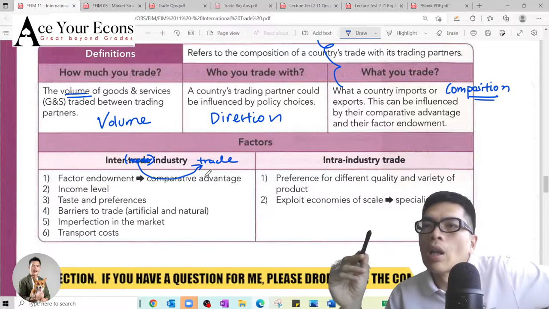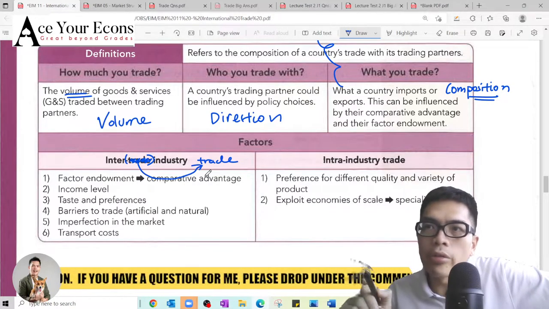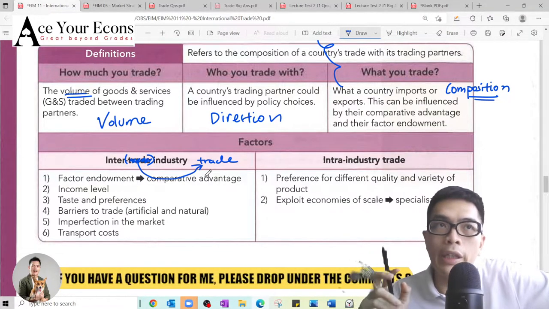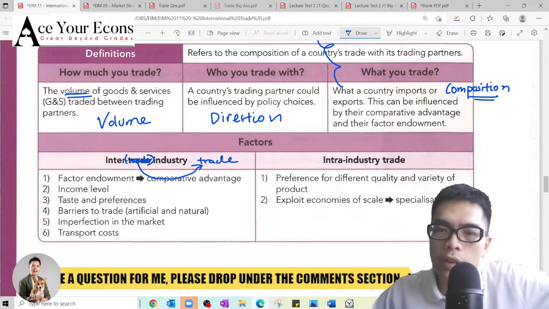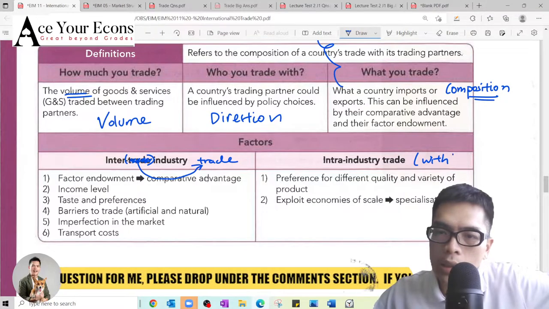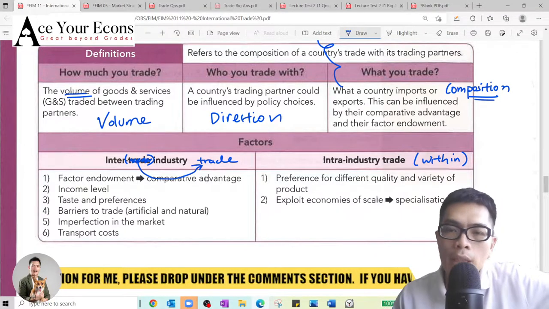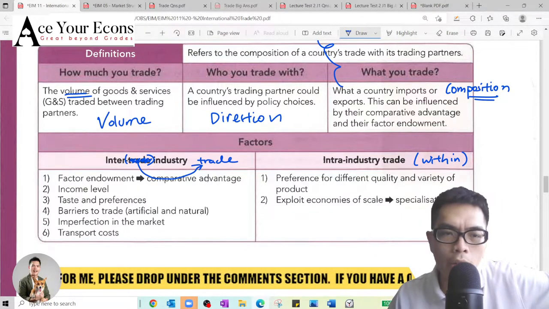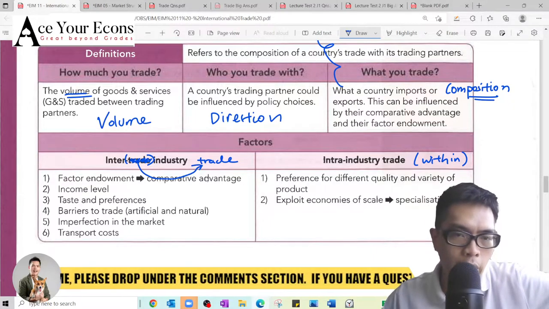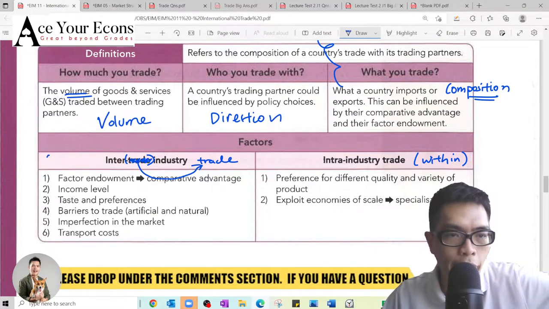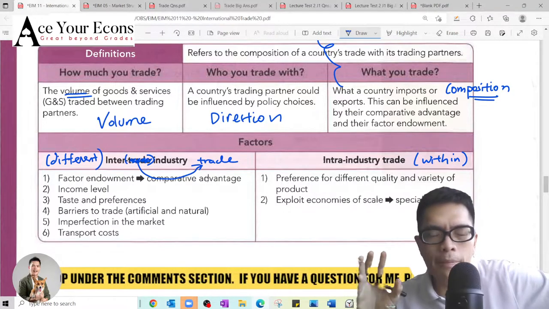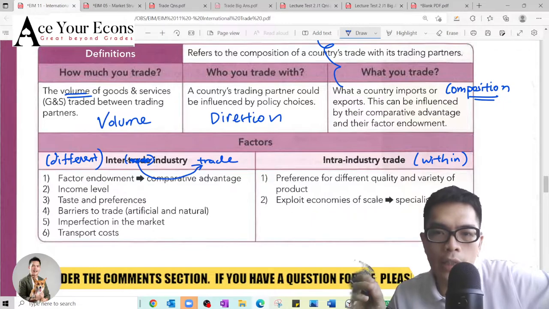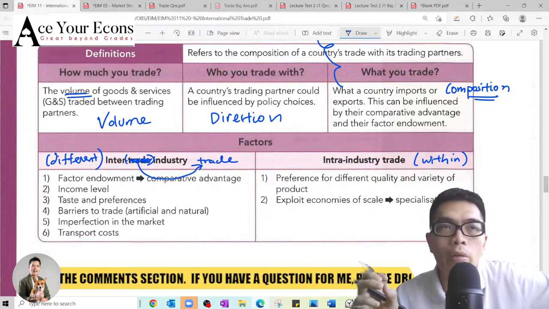Intra-industry trade tells us that it is trade within similar industries. The keyword here is within, within similar industries. When you look at inter-industry trade, we are looking at trade between different industries. A better perspective of intra-industry trade, we can be looking at what?